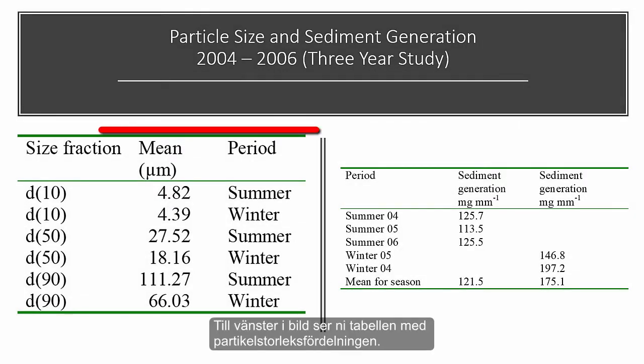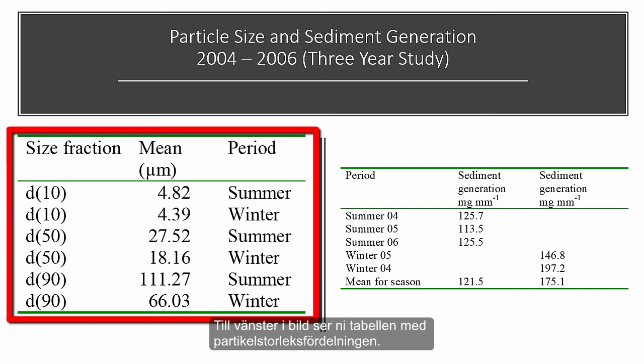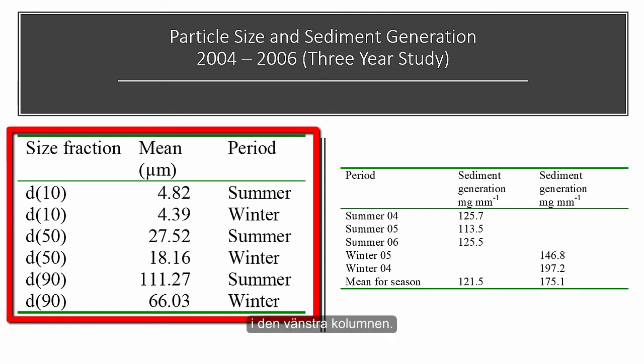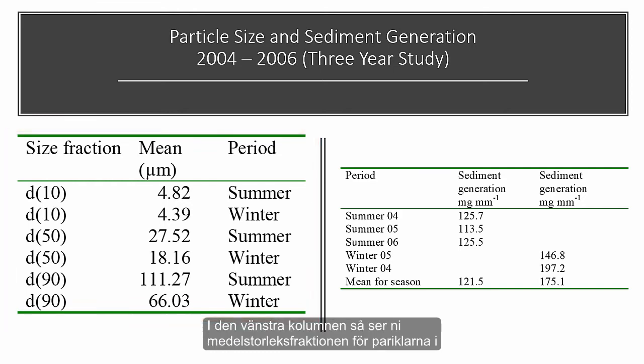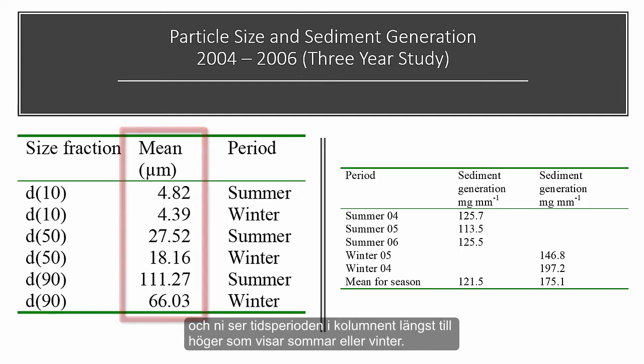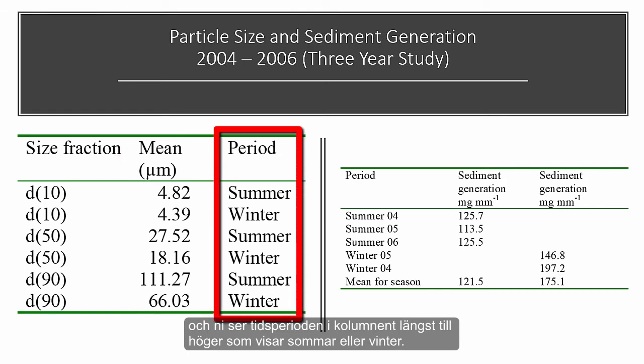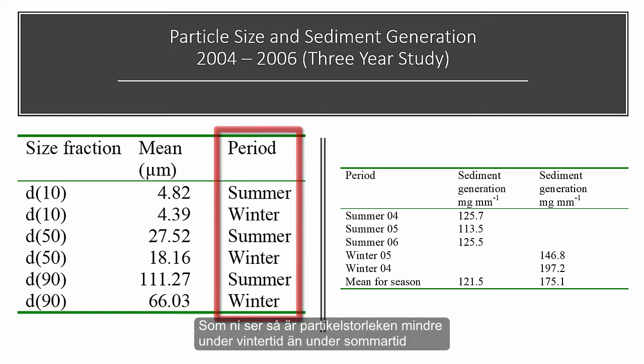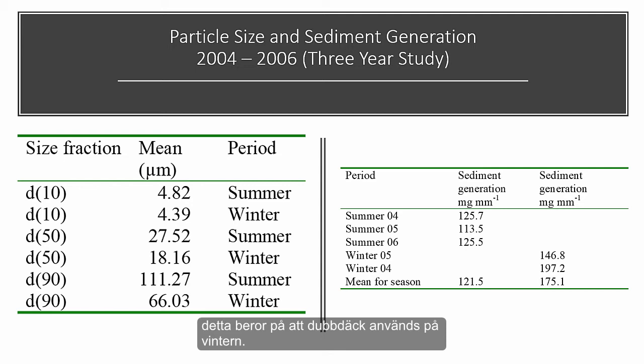On your left hand side you see the table with size fraction in the left column, and in the middle column you have the mean particulate size of the sediment in the pond, and you have the period in the column to the right showing summer and winter. As you can see from this table, during winter time the particle sizes are a lot smaller than during summer, and this is due to the use of studded tires on the roads in Stockholm.